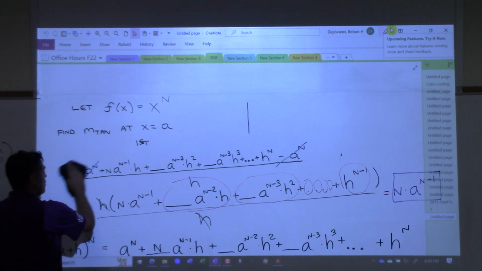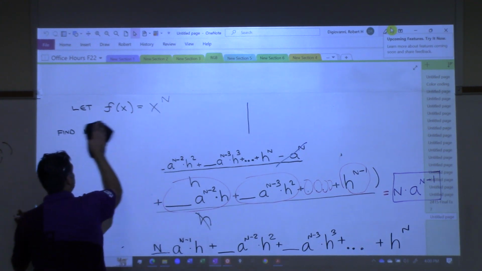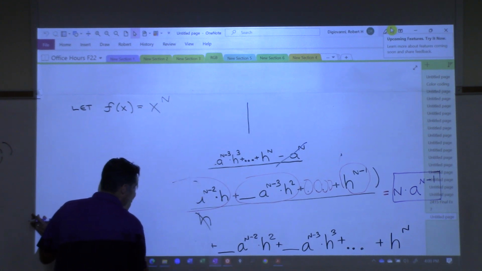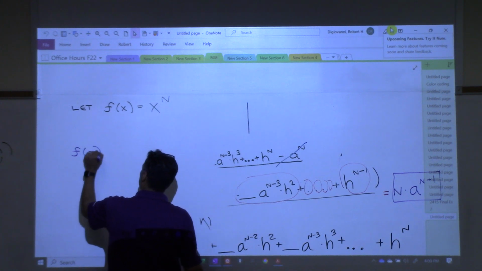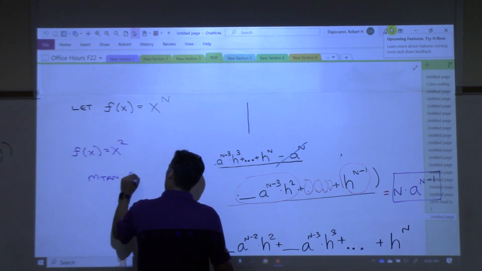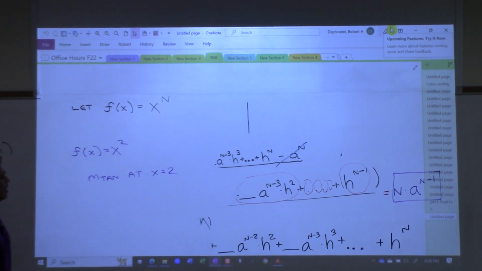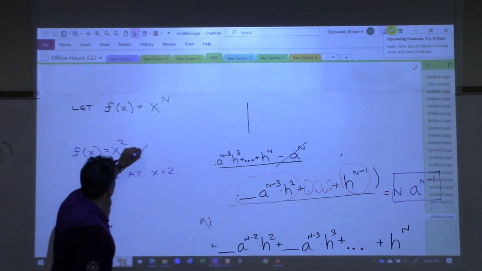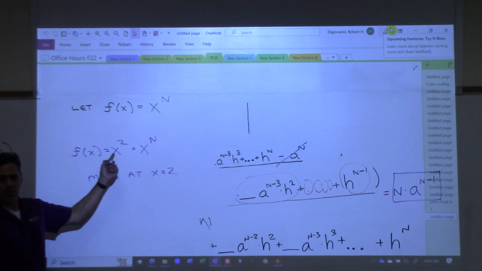I want you to appreciate how powerful this formula we just got is. What was the first problem today? X squared, right? We started with this problem, f of x was x squared, and I wanted to know the slope of the tangent line where? It was 2, right? Okay, so first things first. This is an x to the n, isn't it? What's n for us? 2.